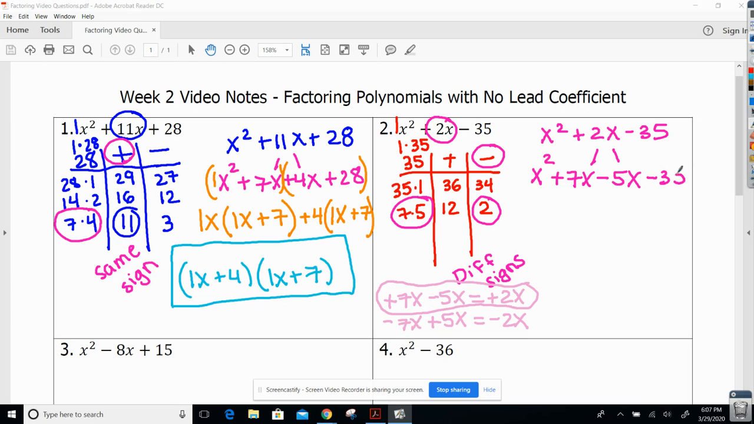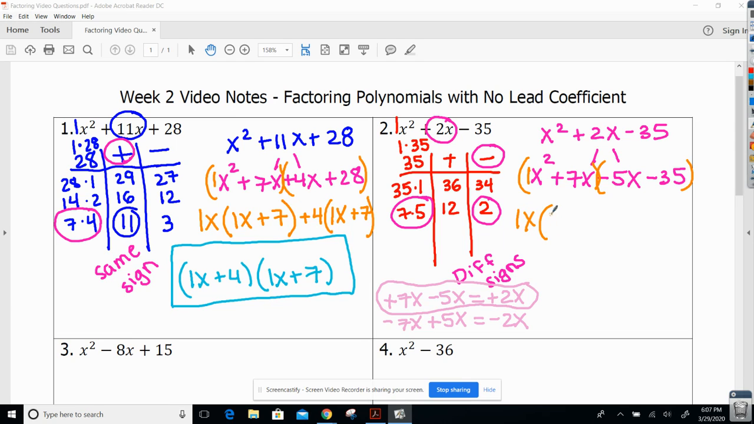Again, I didn't do anything with my first or last term, so I'm going to bring those down. Just like last time, we now have 4 terms, so we can factor by grouping. First 2 terms, last 2 terms. The only thing that goes into both x squared and 7x is 1, and then we can take an x out of both of those, 1x.